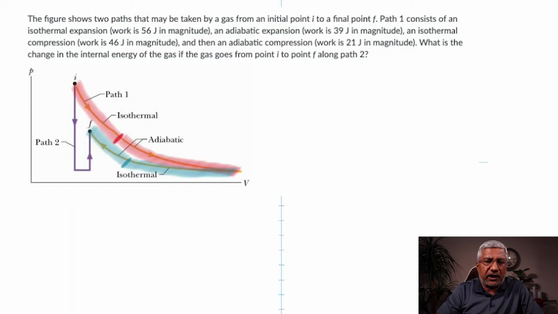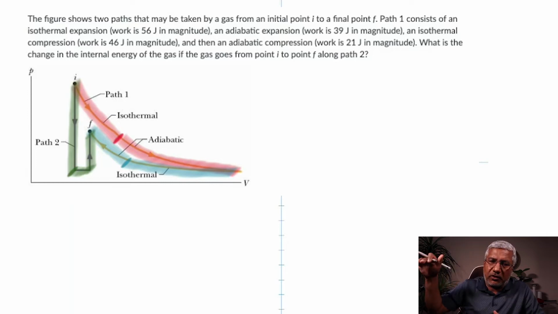So you have four parts. This is like the Carnot engine. Read from your text. There are two isothermals and two adiabatics. This is exactly like that, not exactly the same for the last part. Because it says that was one path, and the second one is it goes straight from I down that path to F. So do you see the two paths that it could have taken? One, it could have gone across all those four, and then the other one. And what's the question? What is the change in the internal energy of the gas if the gas goes from point I to point F along path 2?